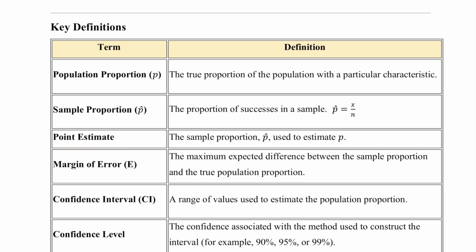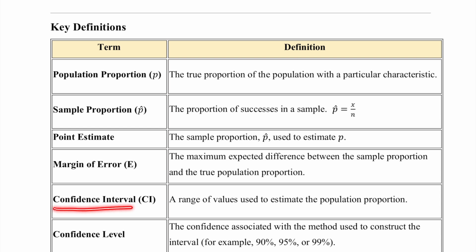Another important term is the margin of error. The margin of error tells us how much our sample estimate could reasonably differ from the true population proportion. A smaller margin of error means a more precise estimate. We'll learn how to calculate the margin of error in the next video.